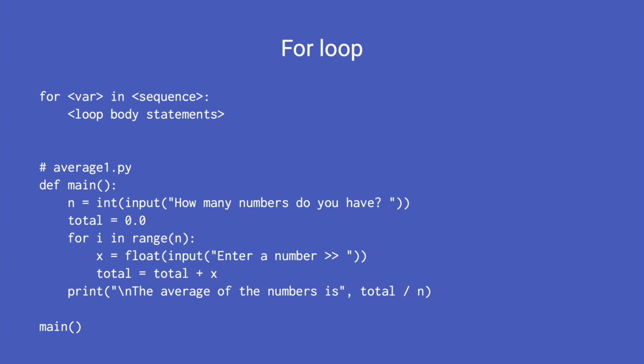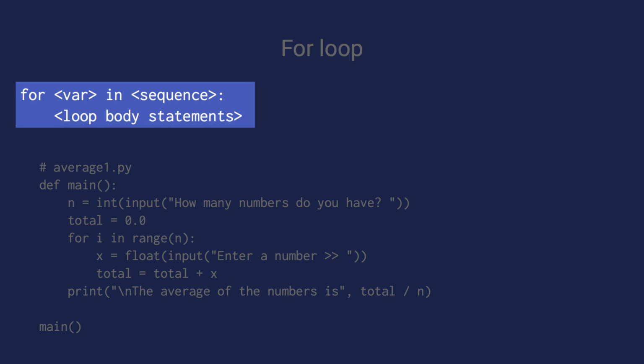We've seen one looping statement in Python so far, the for loop. Let's review its syntax and semantics. The for loop syntax is for some variable in some sequence followed by a colon, and the statements we want to do repeatedly are indented below it. For and in are keywords in the Python language.